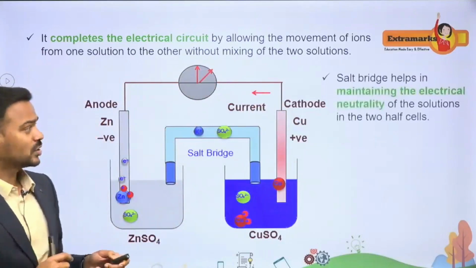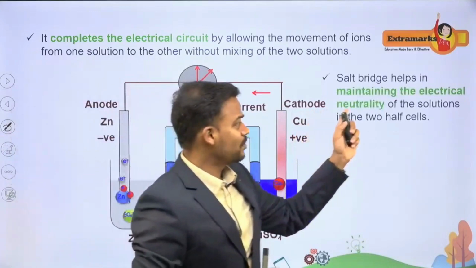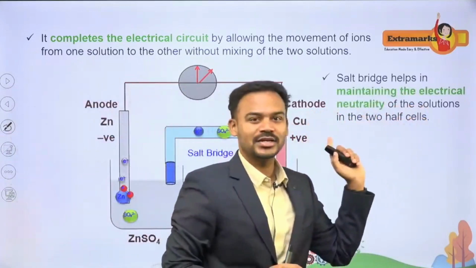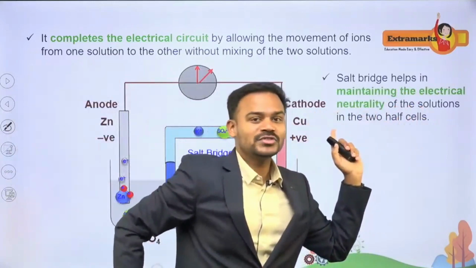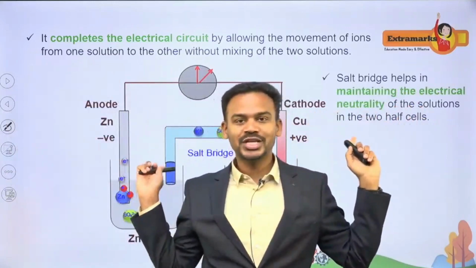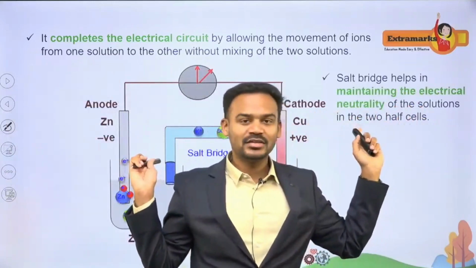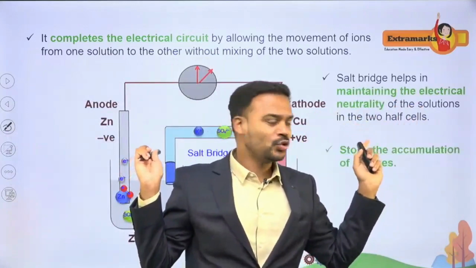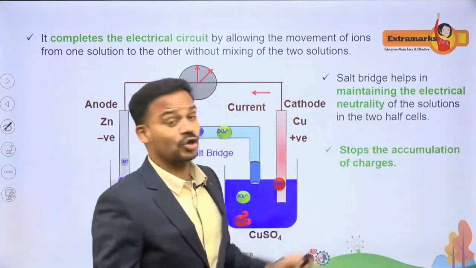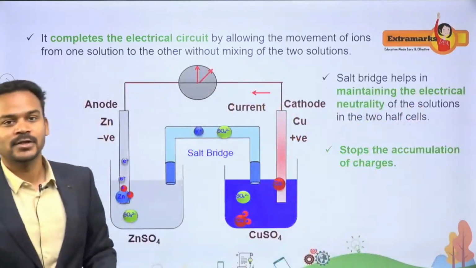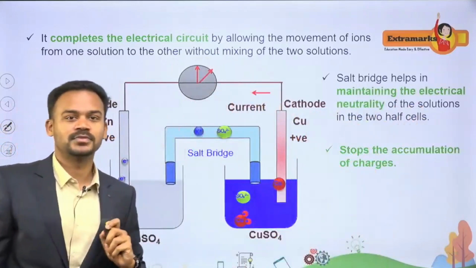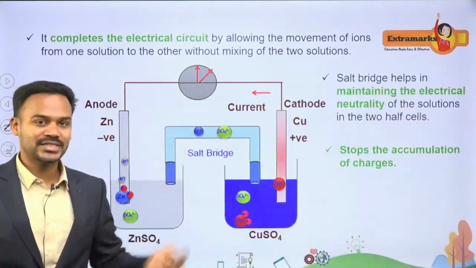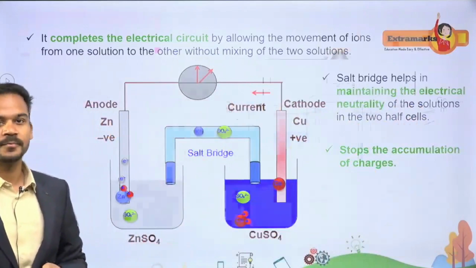Okay, what is the next use? The next use is that the salt bridge helps in maintaining electrical neutrality. That is the removal of junction potential. Removal of junction potential is nothing but maintaining neutrality. There is one more use. What is the next use? It stops the accumulation of charges. Yes. So this is the use of your salt bridge, which helps in the continuation of the cell. Right then.